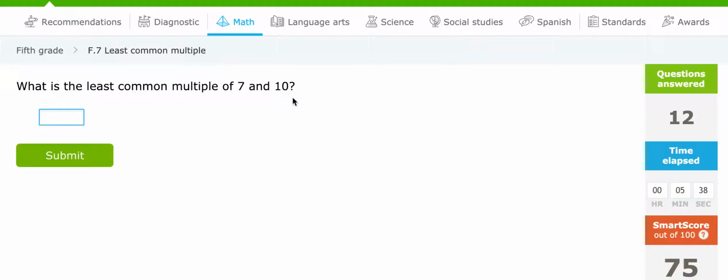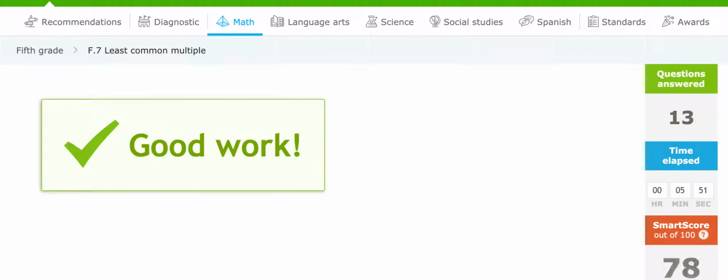Multiple of 7 and 10. Well, 7 is just 7, and 10, the prime factorization, is 2 and 5. So I have to have 1 2, 1 5, and 1 7. So I multiply them all together, and I will get 70 is my least common multiple.